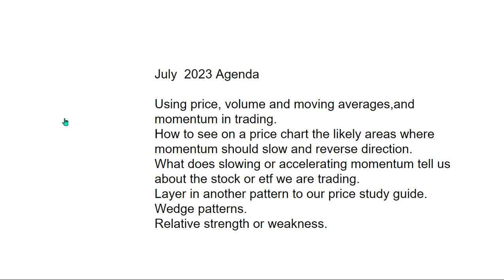So we're going to look at how to see on a price chart the likely areas where momentum should slow and reverse direction. What does slowing or accelerating price momentum tell us about the stock or ETF we're trading? And then in the beginning, we're going to layer in another pattern to our price study guide. We're going to be taking a look at some wedge patterns with an example to give you a picture of that. And then finally, we're going to layer in, along with the wedge pattern, maybe a relative strength or weakness. So I've got some charts prepared for that.